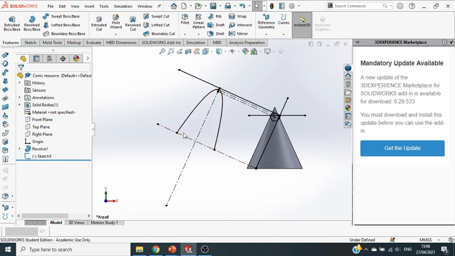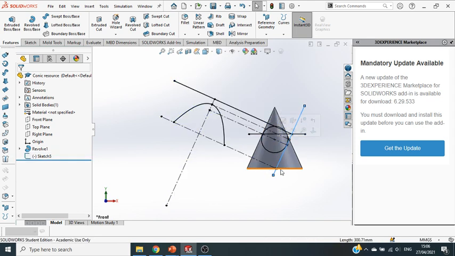The reason I have this line in here as well is just so that the parabola will always stop at the bottom of the cone, so that it actually gives us the true shape of what's being cut out.